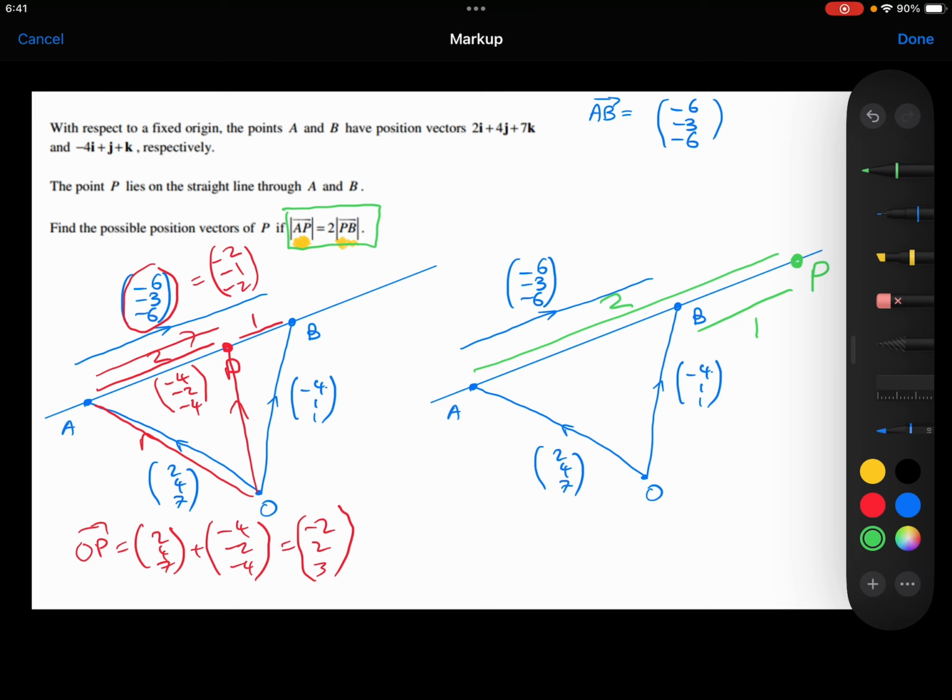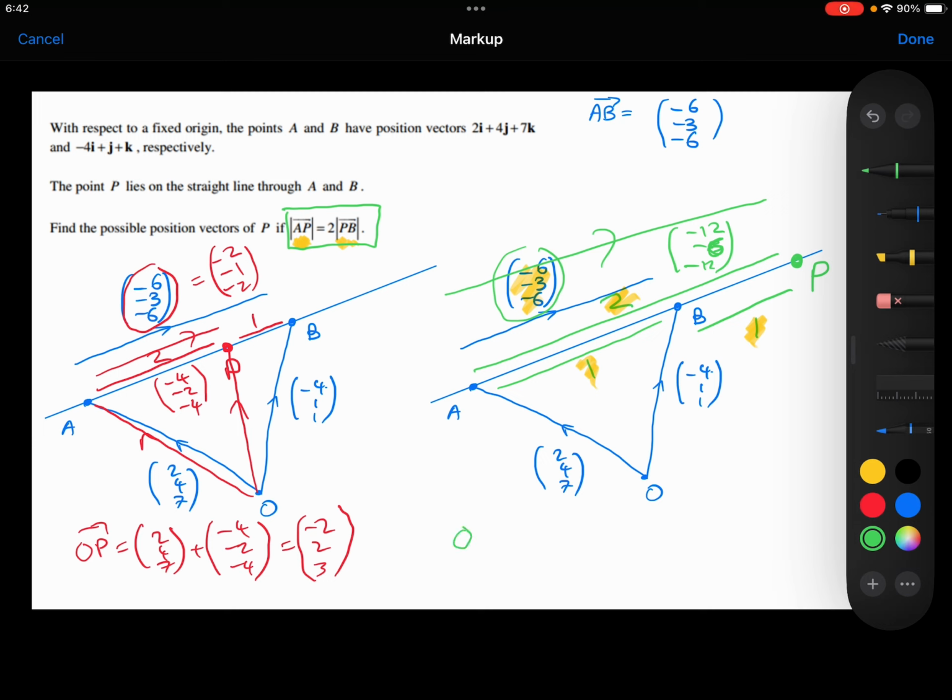Now in that situation, this (-6, -3, -6) is one part, because the whole thing from A to P was 2, and the B to P was 1, which means that A to B is 1, which means this is one part. Which means then that the whole from A to P is going to be double that. So it's going to be (-12, -6, -12).